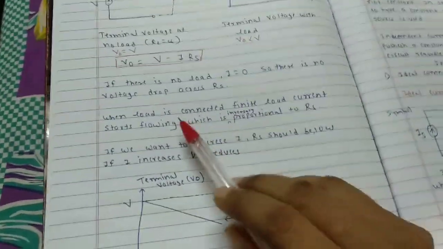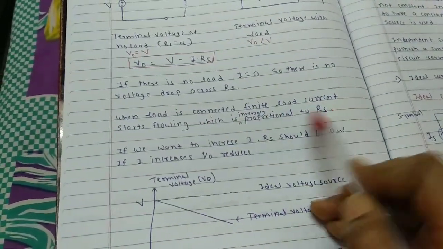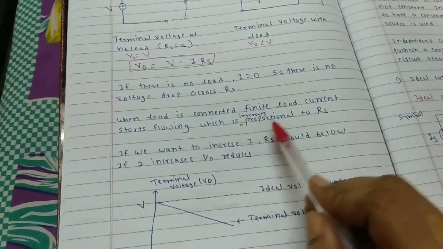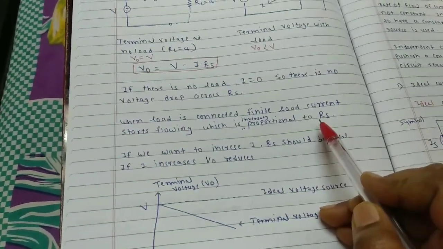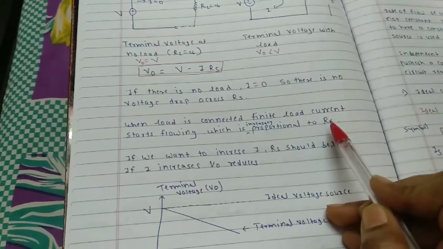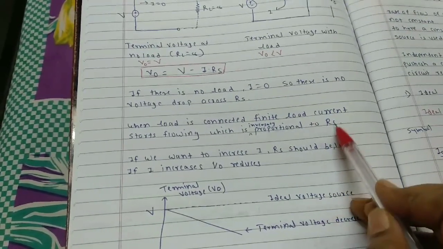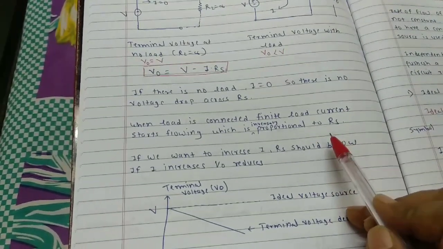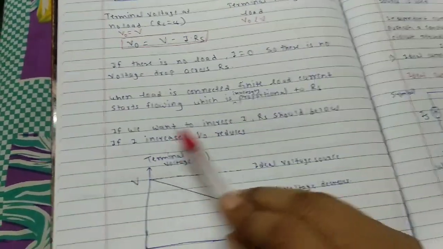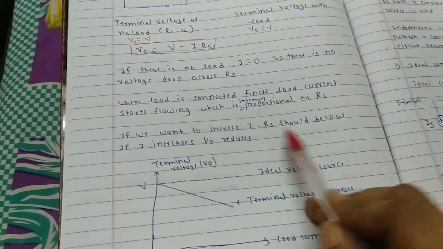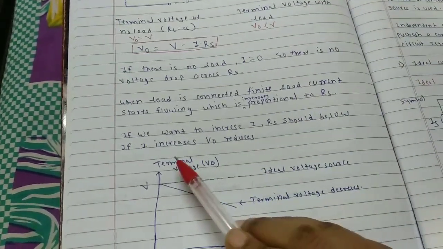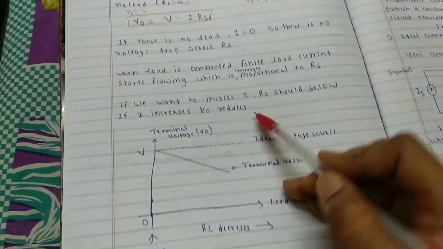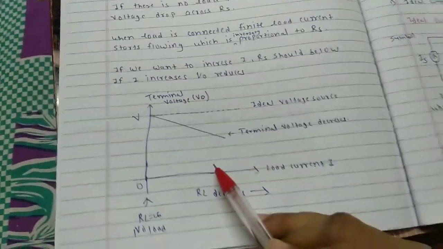When the load is connected, a finite load current starts flowing, which is inversely proportional to RS, because we know from Ohm's law that V is equal to I into R. That's why I is equal to V upon R. That means the relation between I and R is inversely proportional. If we want to increase the value of I, RS should be low. If I increases, VO reduces. So let's see the graph in the practical case.